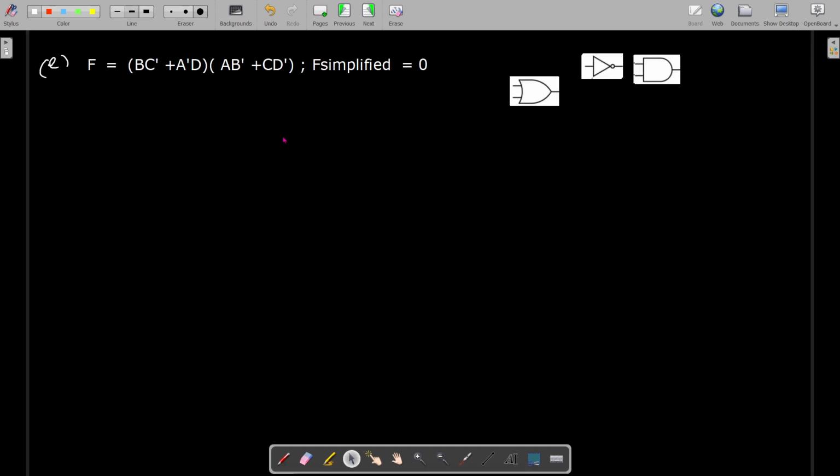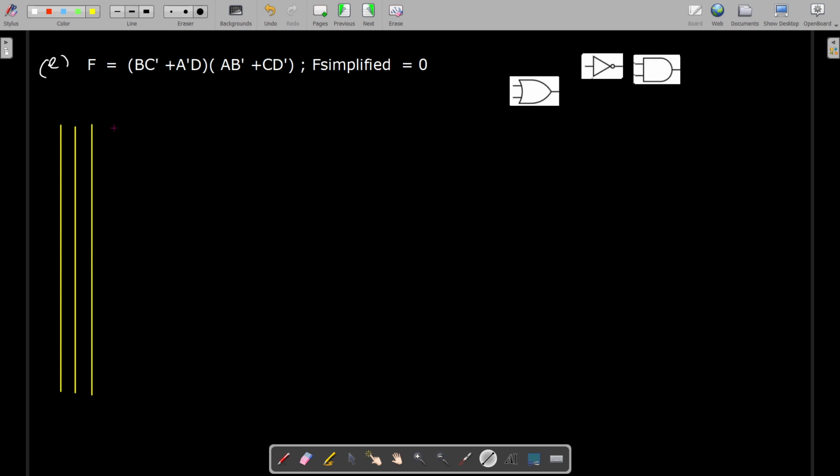So now we are going to draw the logic diagram for the next problem, that is f is equal to bc dash plus a dash d, ANDed with ab dash plus cd dash. So we'll start directly. Here we have four literals, so we have to draw four lines. So it is A, this is for B, then we draw another line for C, and another line for D. So we have drawn the input lines A, B, C, and D.